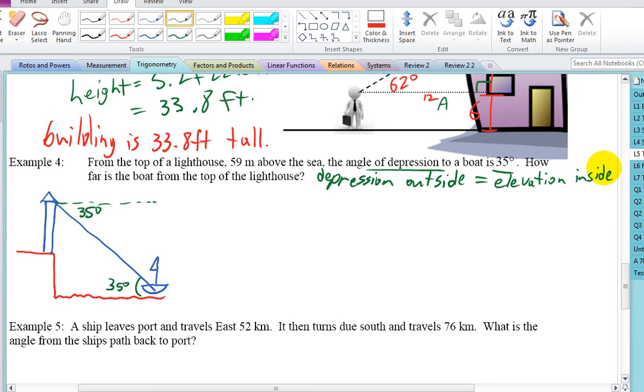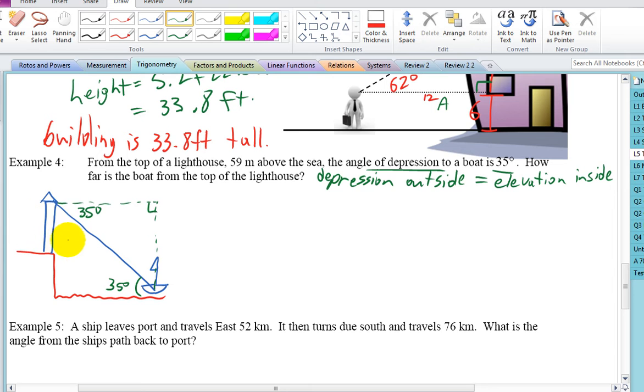Now what you can do is draw an imaginary triangle, and you can even find the measurements using your imaginary triangle. So you can use the below triangle, triangle number 1, or triangle number 2. Up to you. Doesn't really matter. I don't usually do triangle number 2, my preference. Up to you though. So I'm going to put that the lighthouse is 59 meters above the sea.